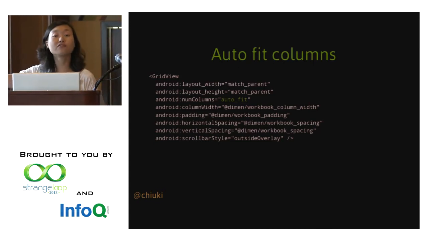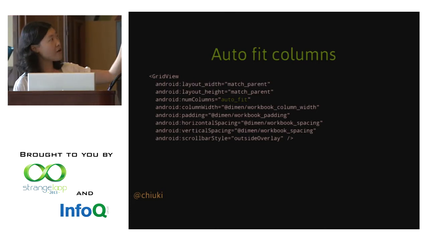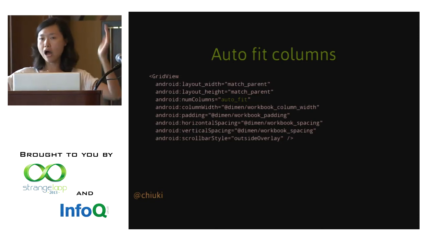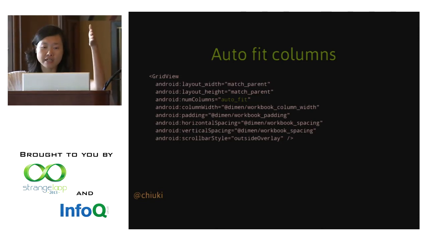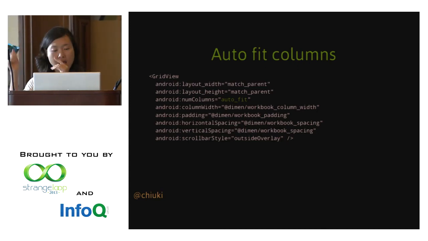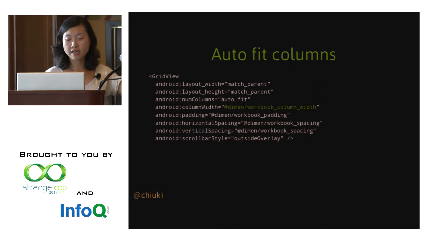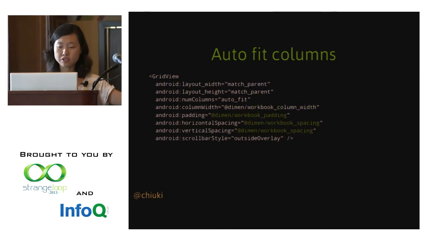Instead of telling Android it's always 4 columns, I'm telling Android that I want each of my characters to be 120 dp, and then go ahead and work out how big the screen is, or in my case, since I'm not taking the full screen, how big my parent is, and just do your math. There are a lot more parameters here than just auto fit. I'm telling it how big the character itself is, and also how much padding and spacing I'm doing.